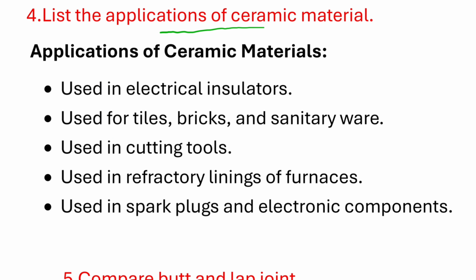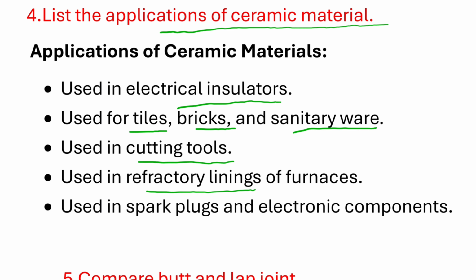The next question is to list the applications of ceramic materials. Where are we going to use ceramic materials? We can use them as electrical insulators. Ceramic materials are nothing but tiles, bricks, and sanitary ware used in houses. We can use them for cutting tools, for refractory lining of furnaces in industries, for the furnace inner lining, for spark plugs, and for electronic components. You can write these points.